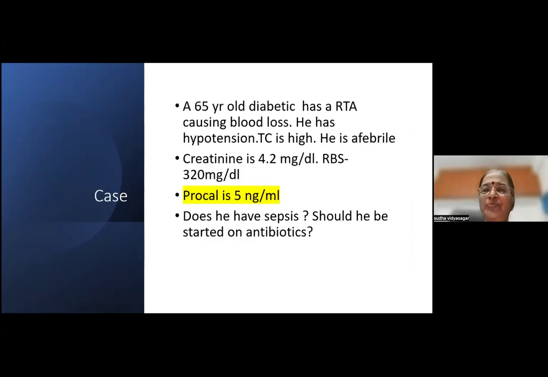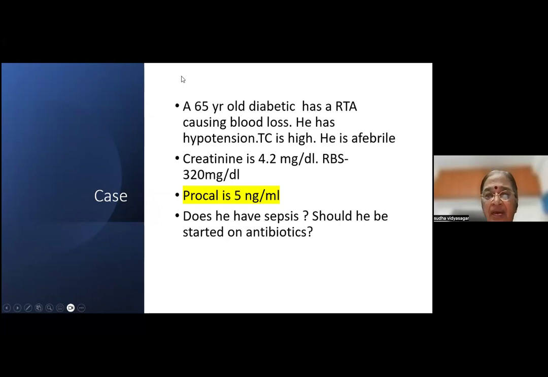Now let's look at the next problem. A 65-year-old diabetic has an RTA causing blood loss. He has hypotension, total count is high, he is afebrile. Creatinine is 4.2, RBS is 320. Procalcitonin is 5. Does he have sepsis? Should he be started on antibiotics?